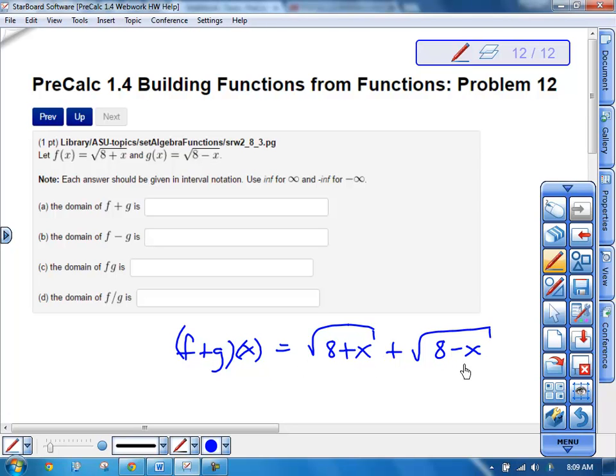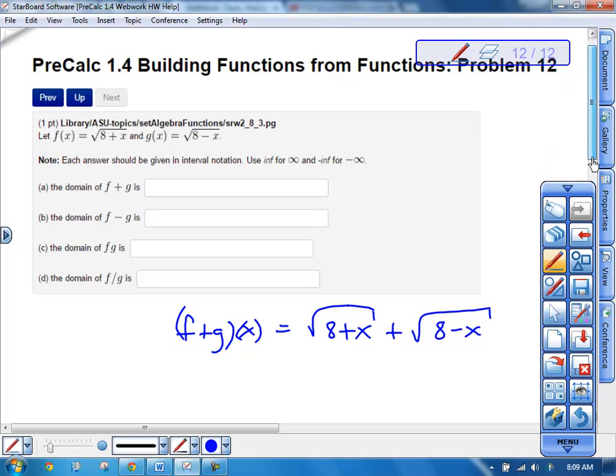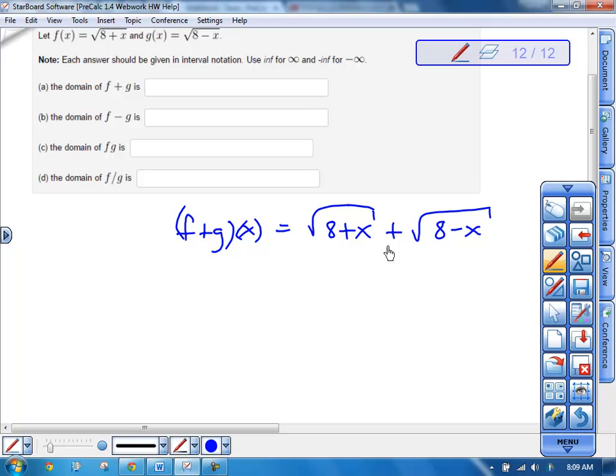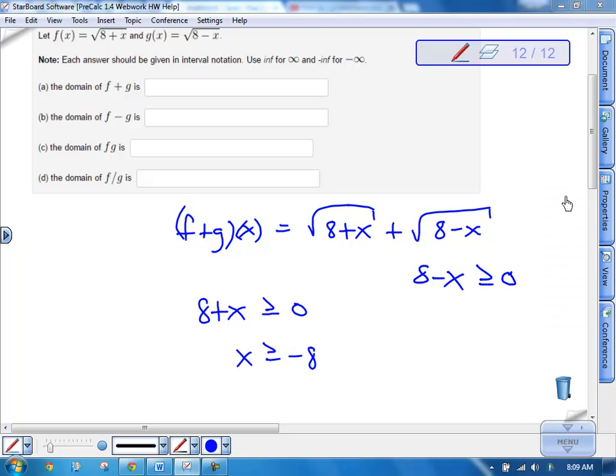All right, so the domain of this then is, well, let's look at this. We know that this has to be positive. 8 plus x has to be greater than or equal to 0. So let's subtract 8 and we find out that x has to be greater than or equal to negative 8. This one, 8 minus x, also has to be positive. So let's subtract 8. And then let's multiply both sides by a negative sign, which switches the inequality. So we find out that x also has to be less than or equal to positive 8.